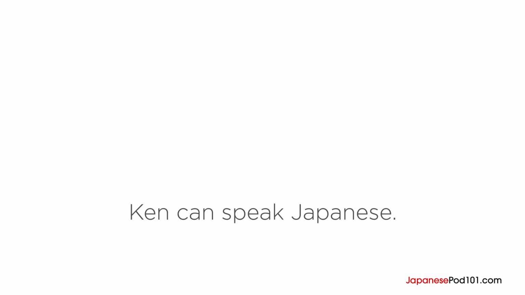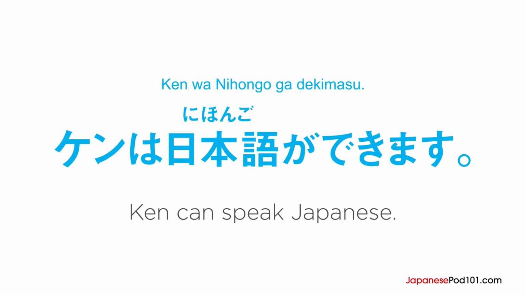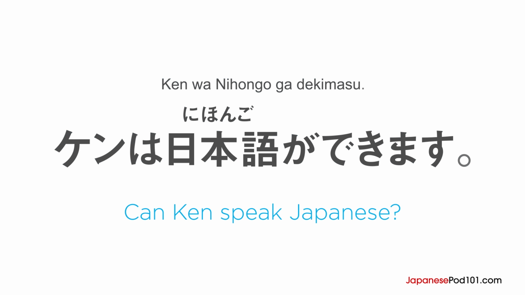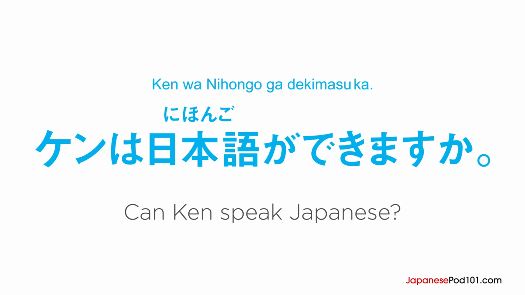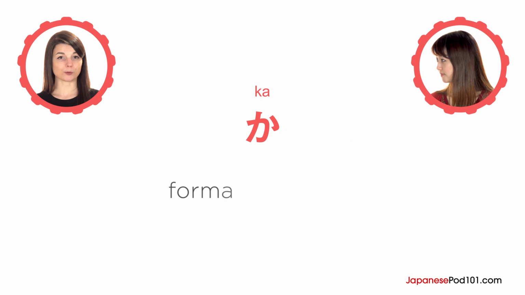Let's do one more example. How do you say Ken can speak Japanese? ケンは日本語ができます。 And to ask, can Ken speak Japanese? ケンは日本語ができますか? Now, those sentences that we just gave were all formal sentences.